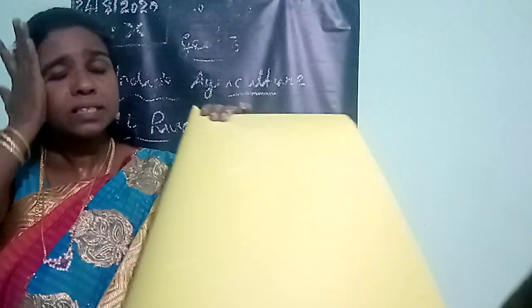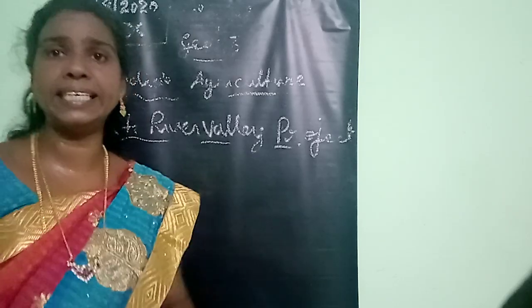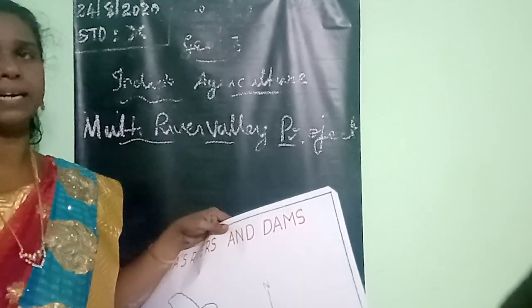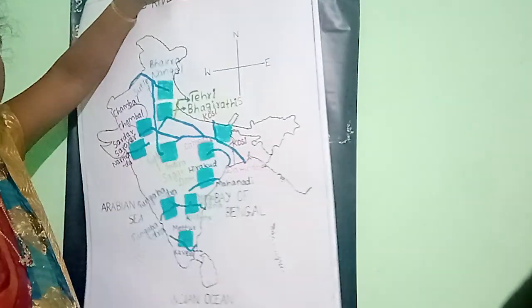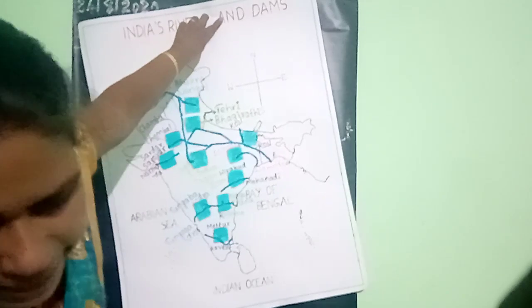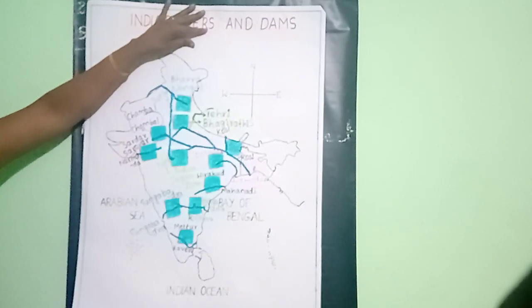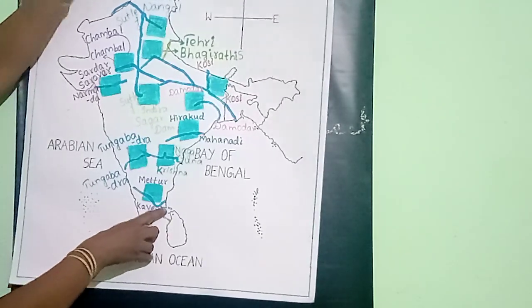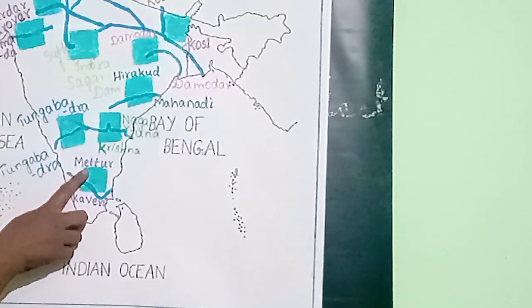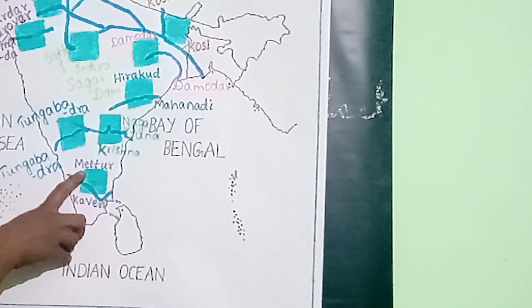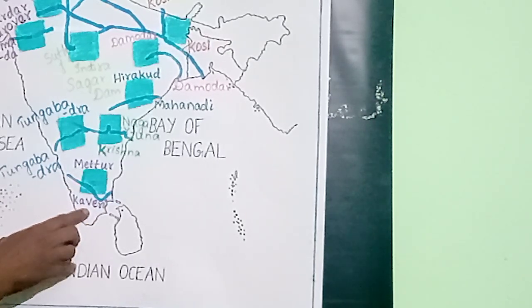Next I am going to explain each dam, where it is located and from which river that particular dam is built across. Now listen here, this is Mettur Dam. Mettur Dam is built across the river Kaveri.